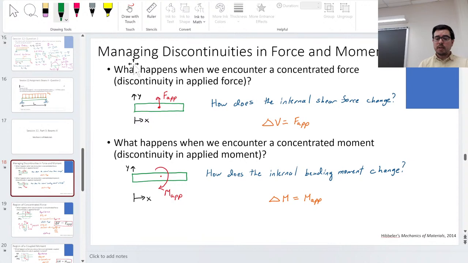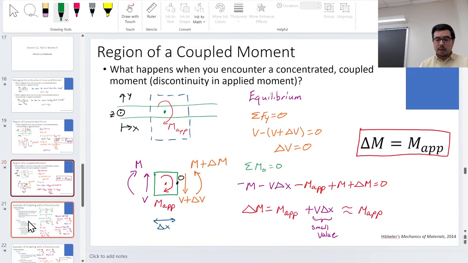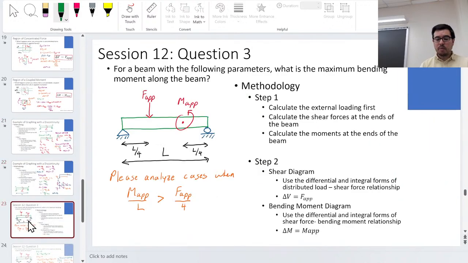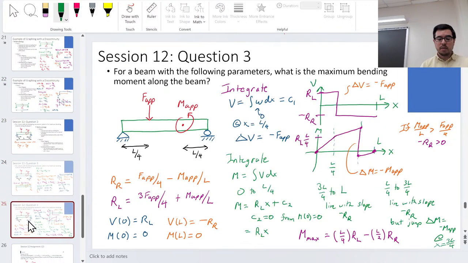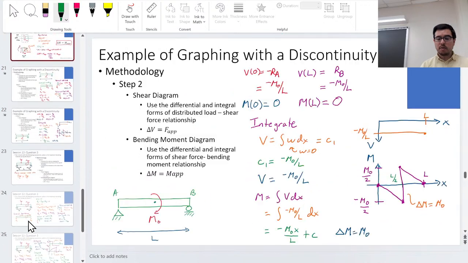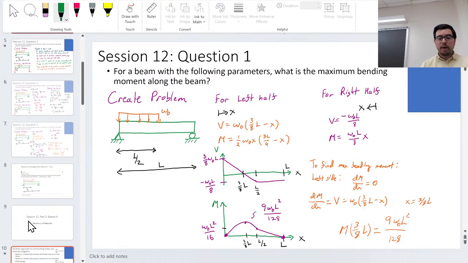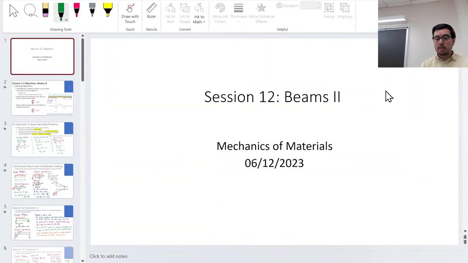And again, there will be some treatment of how we manage the discontinuities in force and moment. And that will pretty much get us through this session. All right. So that is what we want to cover here.